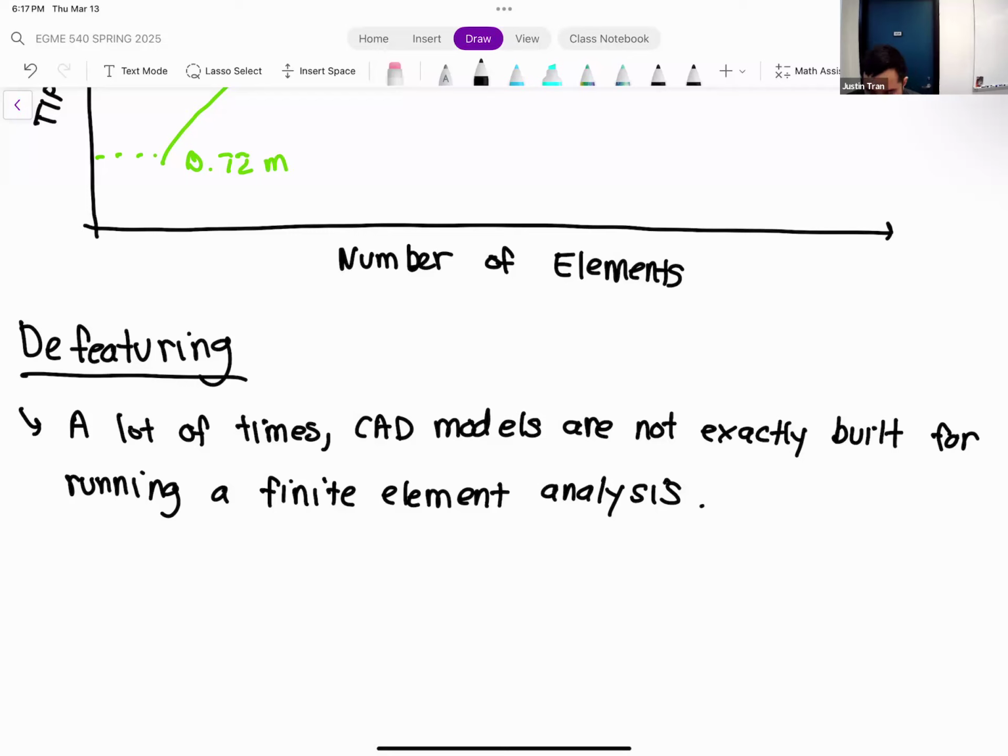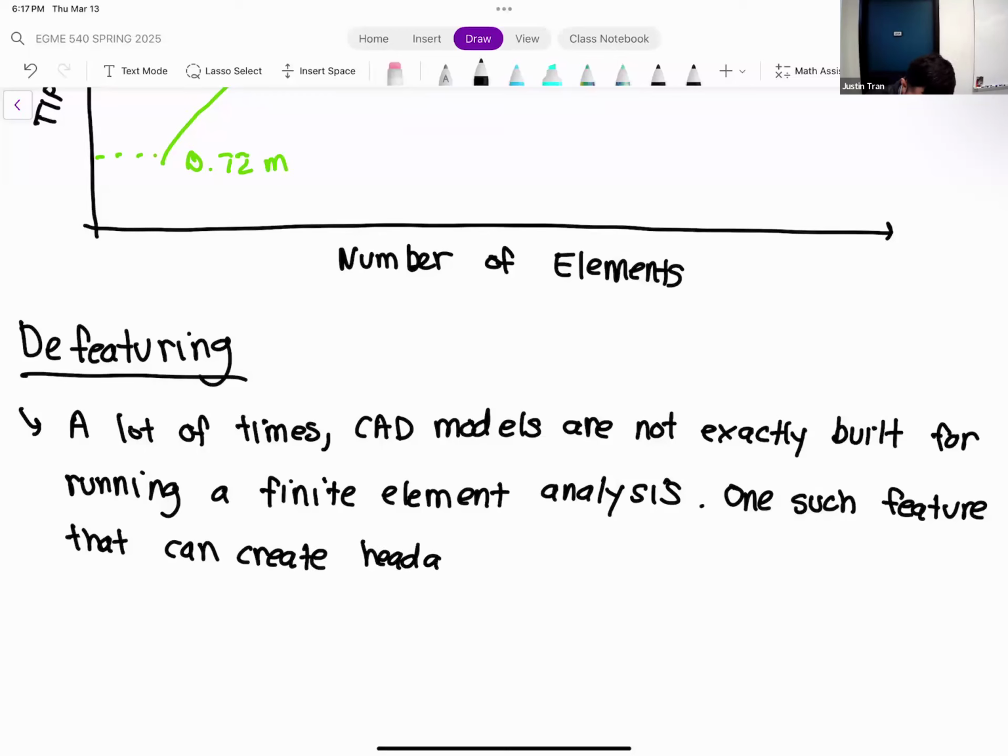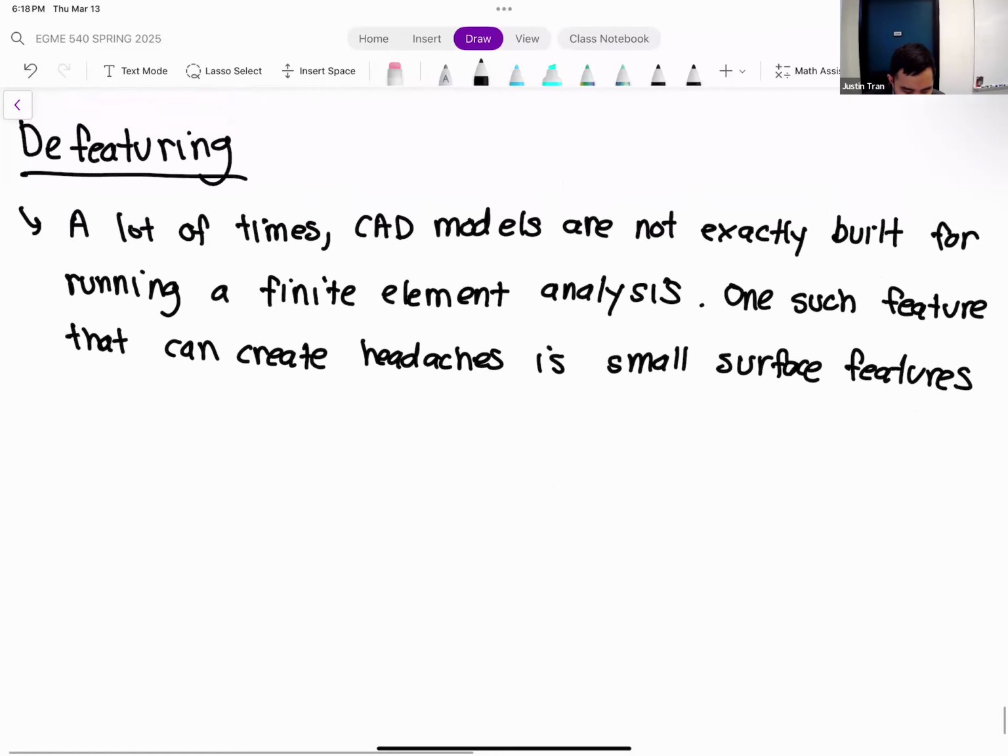Okay? So one thing that can actually mess up your FEA quite a bit is really tiny, detailed surface features on your model. So what do I mean by this? Let me do a couple of examples to show you.